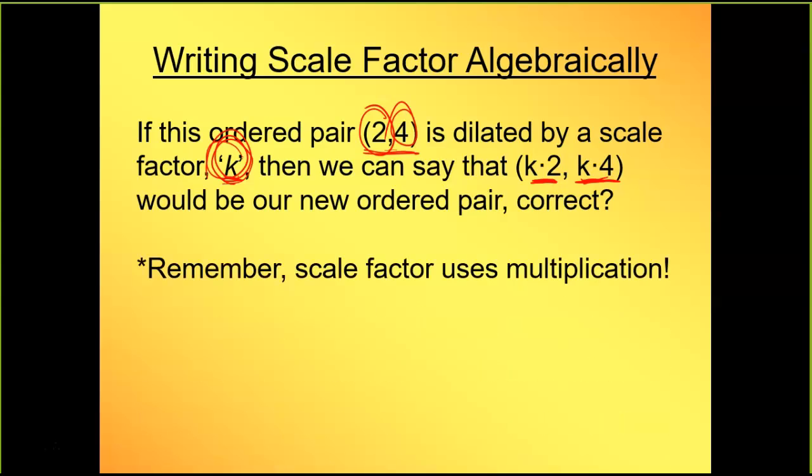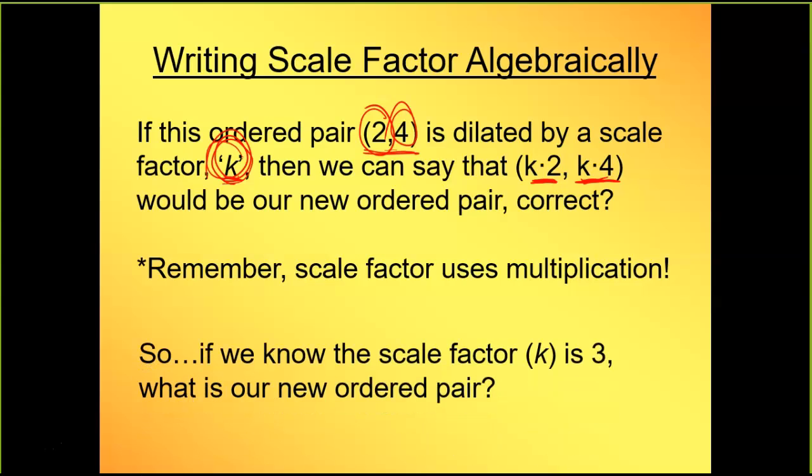But now, what if my scale factor was 3? What would be my new ordered pair? 6, 12. How did you find that out? What did you have to do? So instead of multiplying by k now, we're multiplying by 3, right? So 3 times 2 is 6. 3 times 4 is 12. That would be my new ordered pair, right? So we're going to use that process to be able to write our rule, okay?